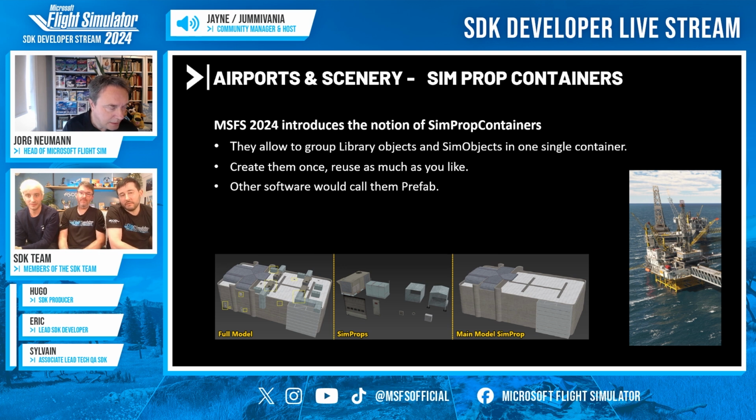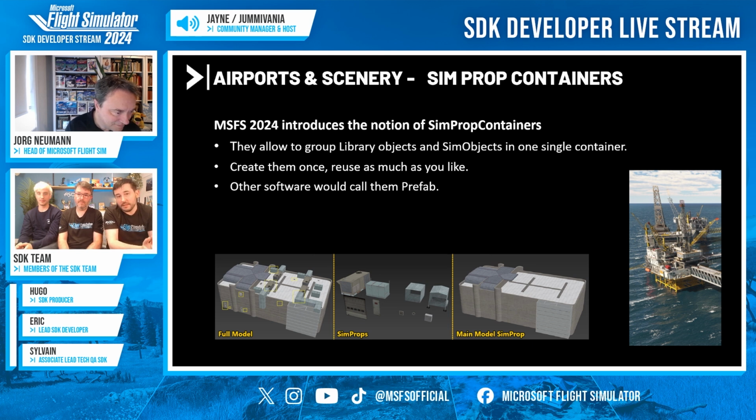The first big feature that we wanted to talk about is the sim prop containers. So it's essentially a container object that you can place through the scenery editor, and it can contain library objects and sim objects. It's the equivalent of a prefab in other software.